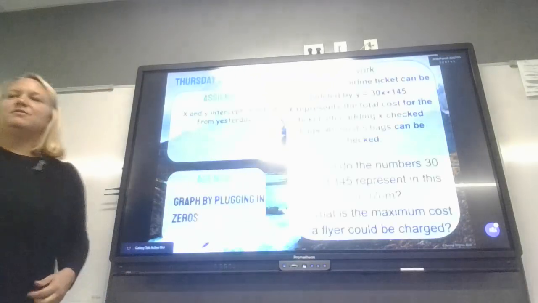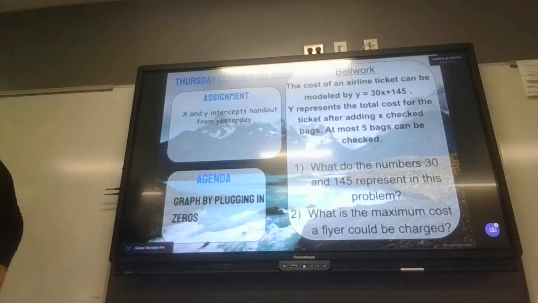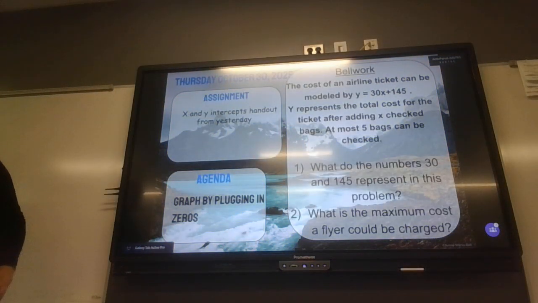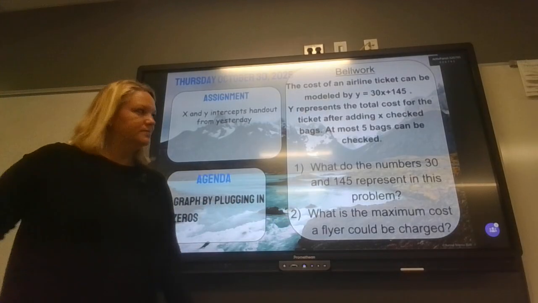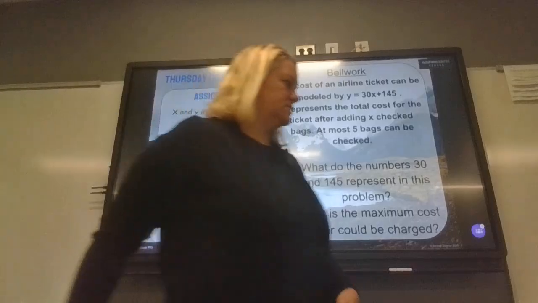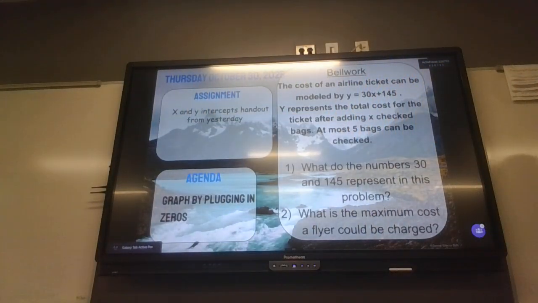Man, I know we talked about flying on airplanes. I know we talked about checking bags. I think we actually did talk about maximum, but it's always good to redo things for review. So this is our function, and this is the total cost for an airline ticket.